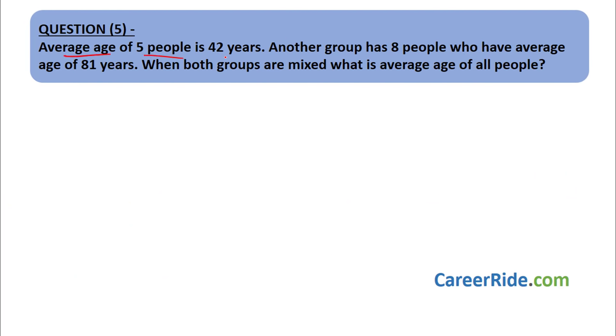Average age of 5 people is 42 years. Another group has 8 people who have average age of 81 years. When both groups are mixed, what is the average age of all people? Again, another numerical which is related to total sum.